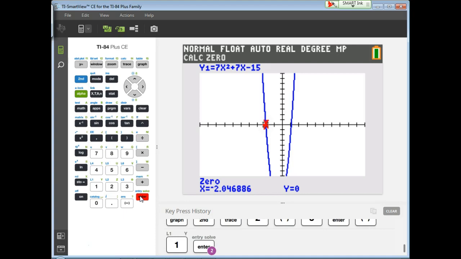First mistake, dyslexics. We don't know our left from right. Whoops. So it says left bound, and what do I do? I go right. So it's going to give you an error message when that happens.